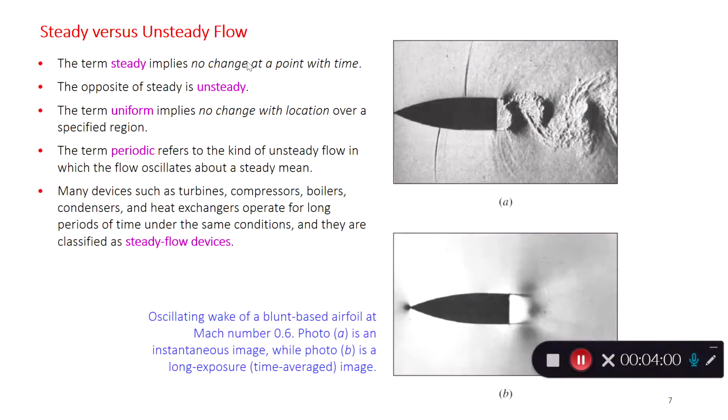Now, the next term that's always related is uniform. Uniform is when there's no change within the location. Everything in the system that you're studying is the same. The opposite is of course non-uniform. I'm sure that you will understand all these concepts better when we are doing the questions.